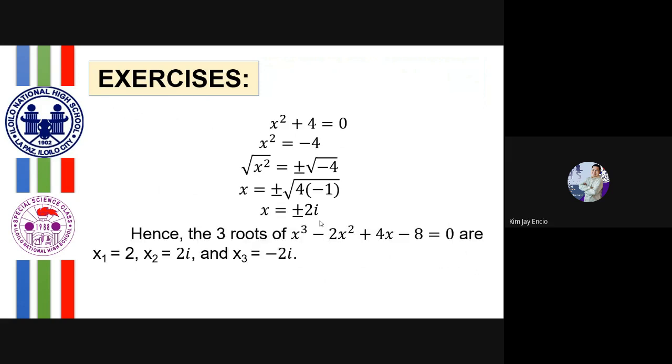Therefore, the three roots of x cubed minus 2x squared plus 4x minus 8 equals 0 are 2, 2i, and negative 2i. All right. So if you have questions later on, I will be addressing them next meeting. But again, guys, there is another way of doing this.